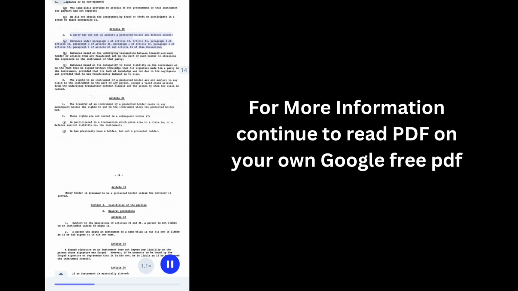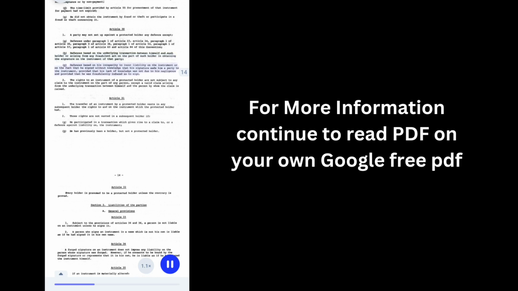Article 30. 1. A party may not set up against a protected holder any defense except: A. Defenses under Paragraph 1 of Article 33, Article 34, Paragraph 1 of Article 35, Paragraph 3 of Article 36, Paragraph 1 of Article 53, Paragraph 1 of Article 57, Paragraph 1 of Article 63 and Article 84 of this Convention. B. Defenses based on the underlying transaction between himself and such holder or arising from any fraudulent act on the part of such holder in obtaining the signature on the instrument of that party.